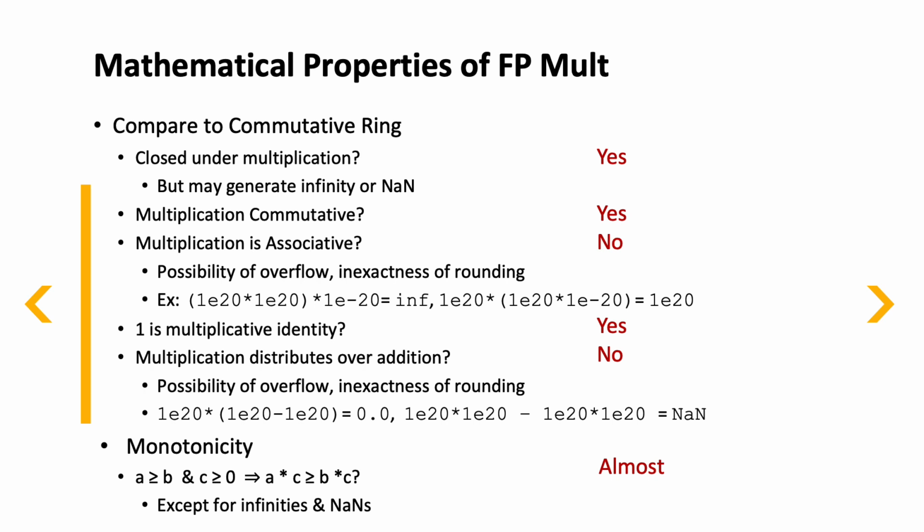And monotonicity, it's another almost, right? In this case, we multiply both sides of an inequality by something. We would expect that to hold, and as with addition, in normalized and denormalized ranges, it does, but we have infinities and not a number. Those are the things that mess some of the stuff up for us, right? Those infinities and not a numbers don't quite work the same way as stuff in the normalized and denormalized ranges. So we want to be very careful about that.